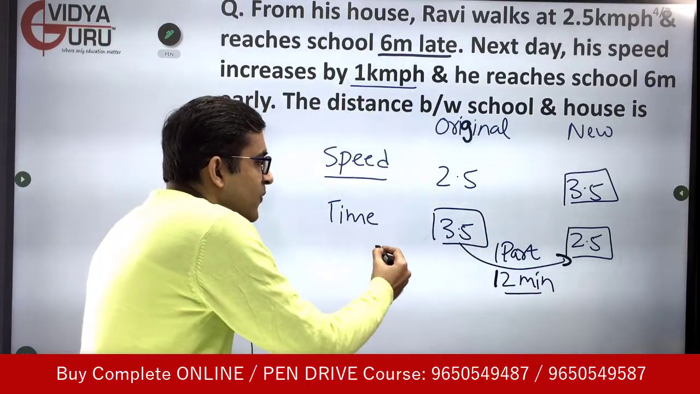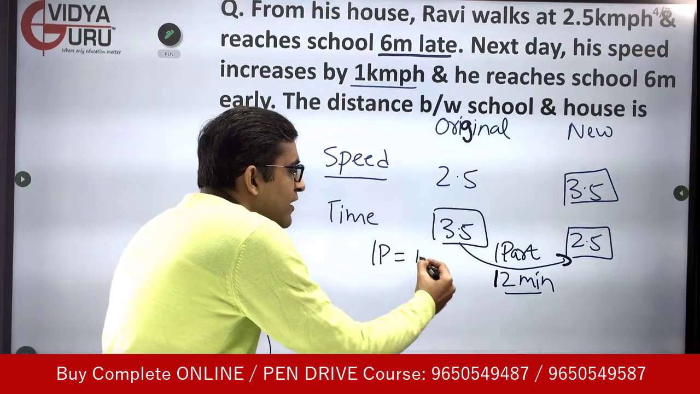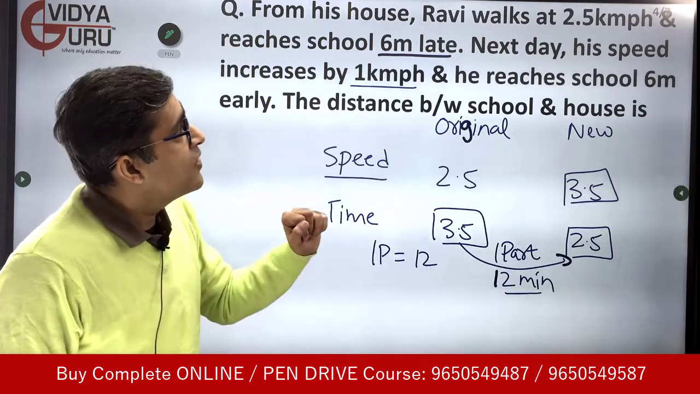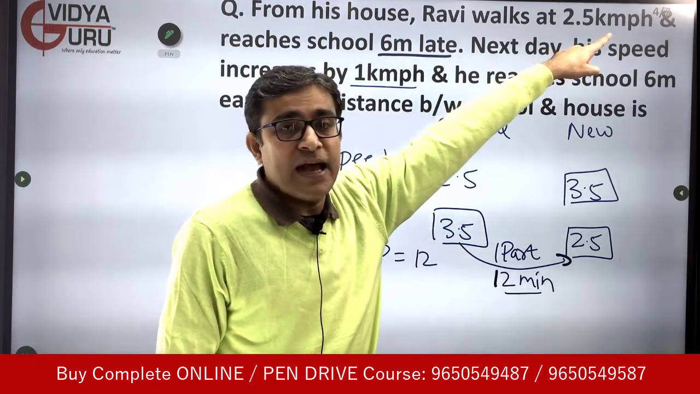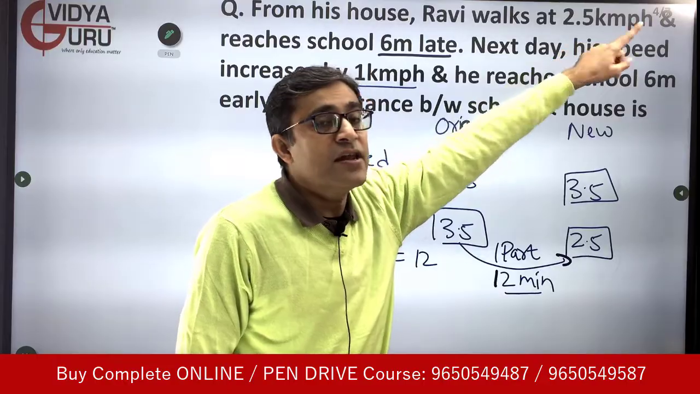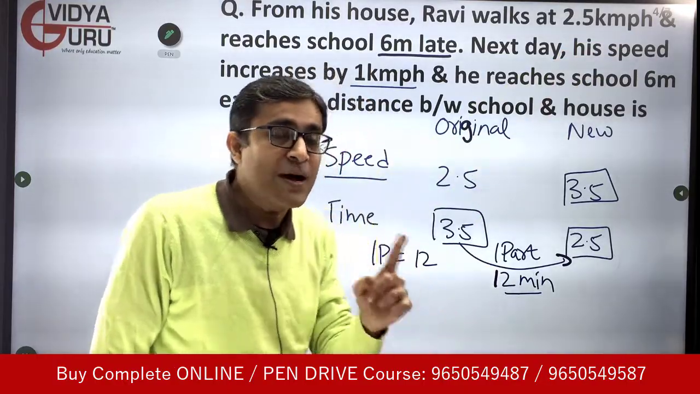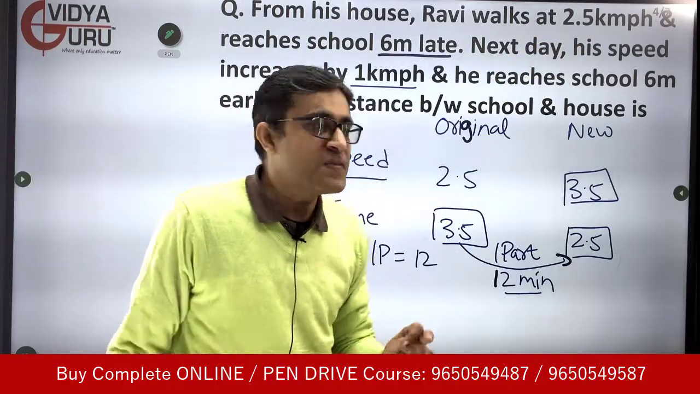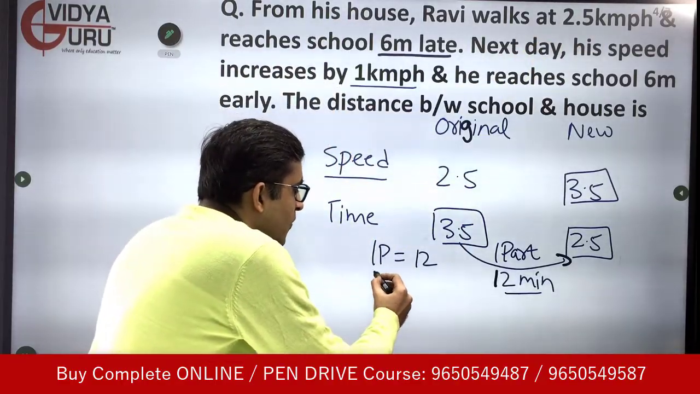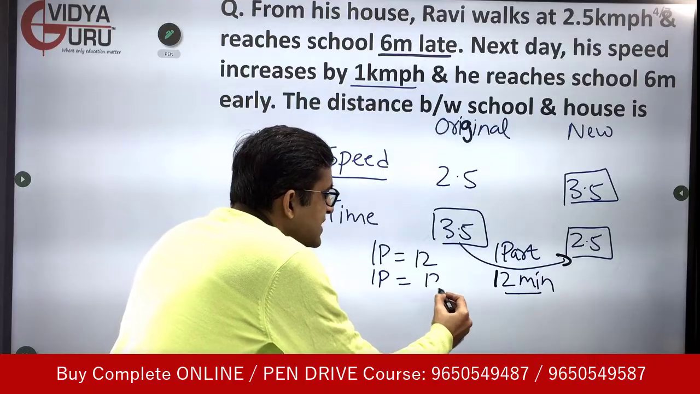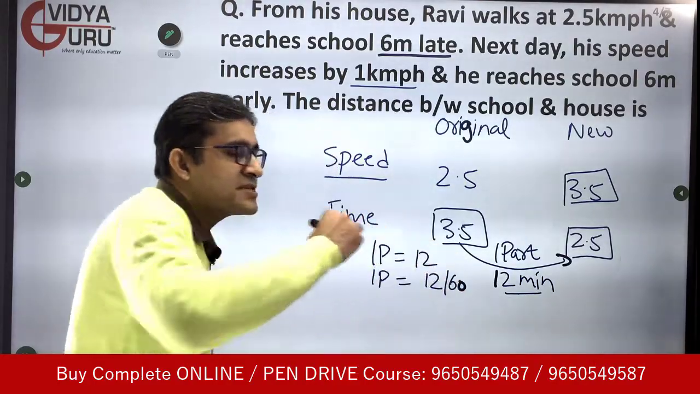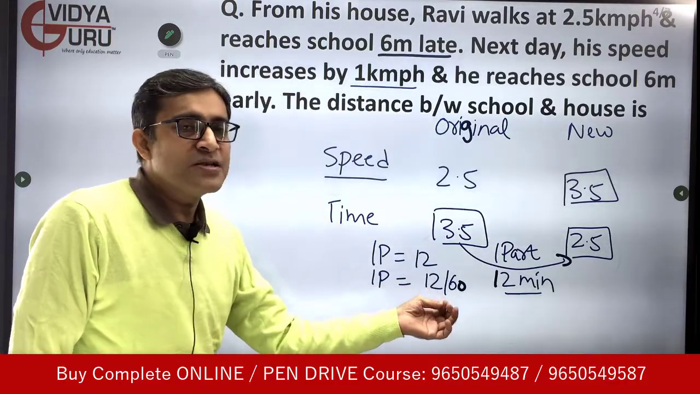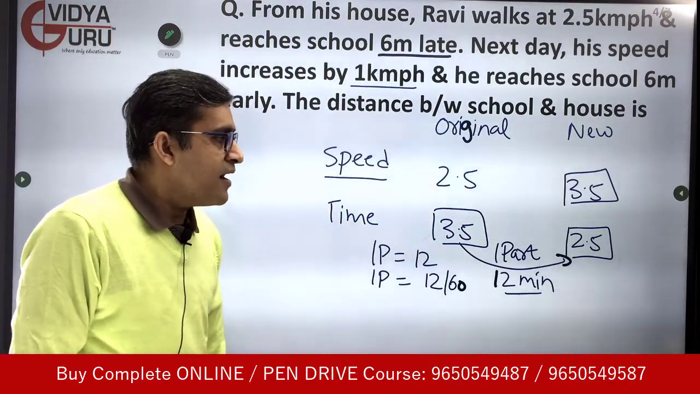So students, 1 part is equal to 12 minutes. So I have to compare it with the speed, which is given in kilometers per hour. So my time should also be in hours because the speed is in kilometers per hour. So 1 part is equal to 12 by 60. I'm dividing it by 60 because I'm converting it into hours. So 1 part is equal to 12 by 60 hours.